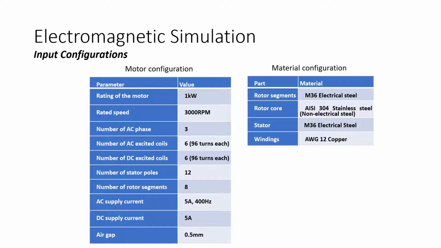The materials chosen for each of the parts are as follows. For the rotor segments, we chose M36 electrical steel, and for the rotor core, AISI 304 stainless steel, which is a non-electrical steel and doesn't let any magnetic flux in. Stator also is made up of M36 electrical steel and the windings of AWG12 copper.